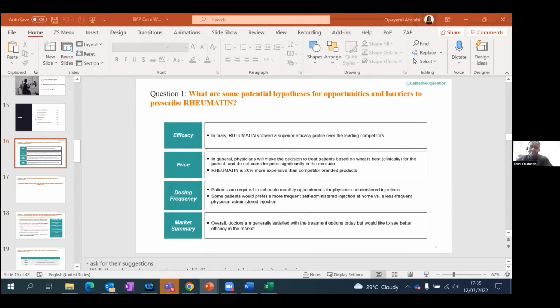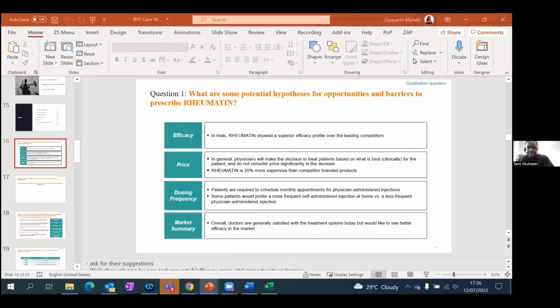Yeah. Actually, mine was not so much a question, but based on the hypothesis question for opportunities and barriers to prescribing this: I saw that it showed superior efficacy, so the opportunity looks great for it to be priced competitively. But it says it's more expensive than competitor brands. So maybe we would ask what information we have about the competitors' price, because obviously we want to recoup our cost, so we need to price it more than what they have.